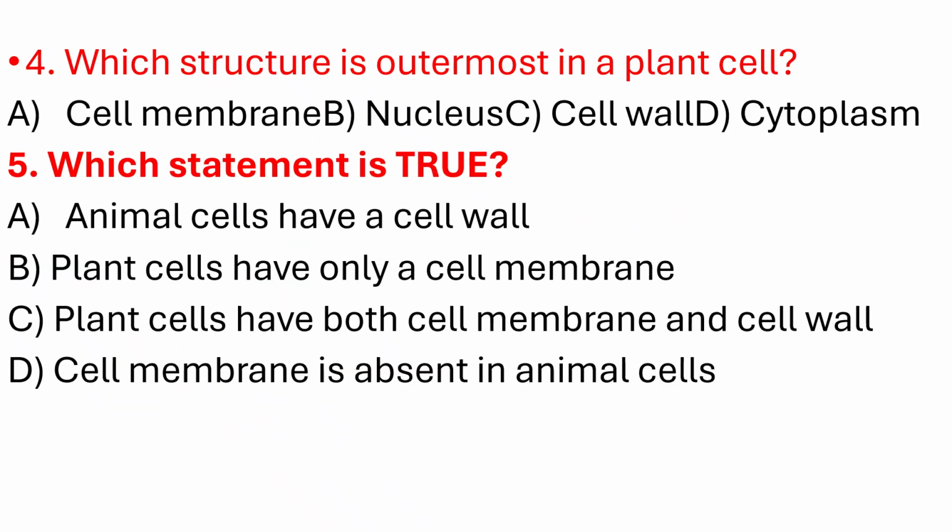Which structure is outermost in a plant cell? Cell membrane, nucleus, cell wall, cytoplasm. Cell wall. Which statement is true? Animal cells have a cell wall. Option B, plant cells have only a cell membrane. Option C, plant cells have both cell membrane and cell wall. Option D, cell membrane is absent in animal cells. Plant cells have both cell membrane and cell wall.